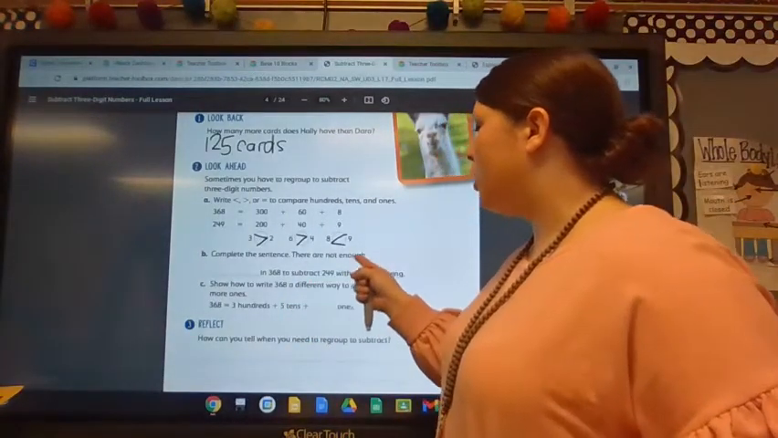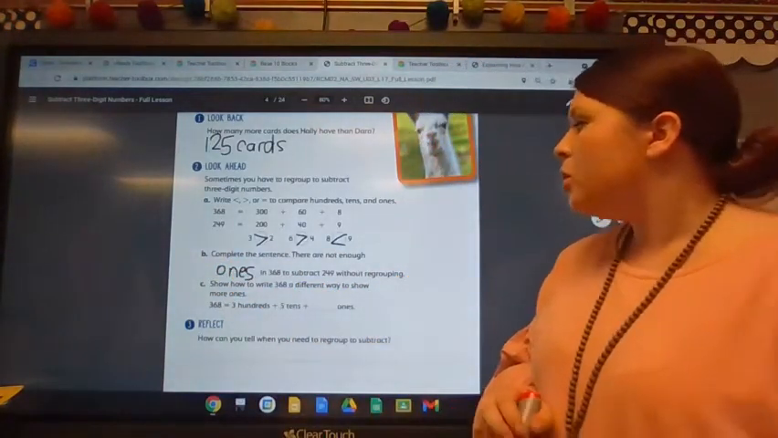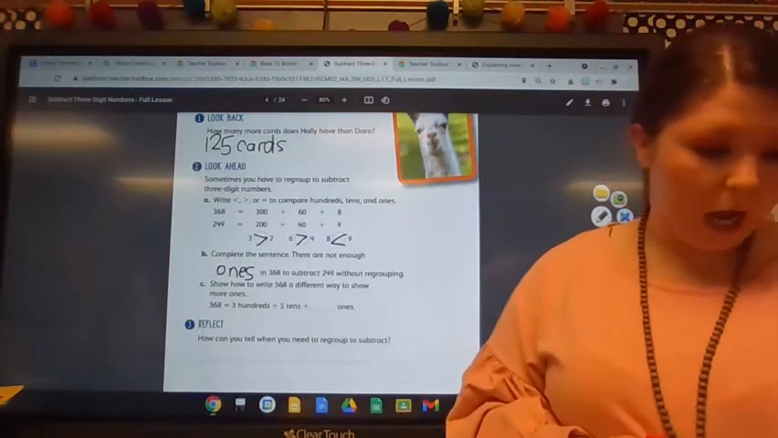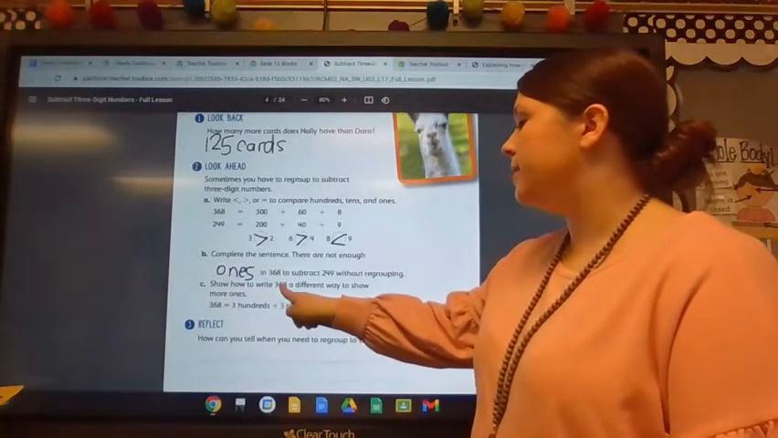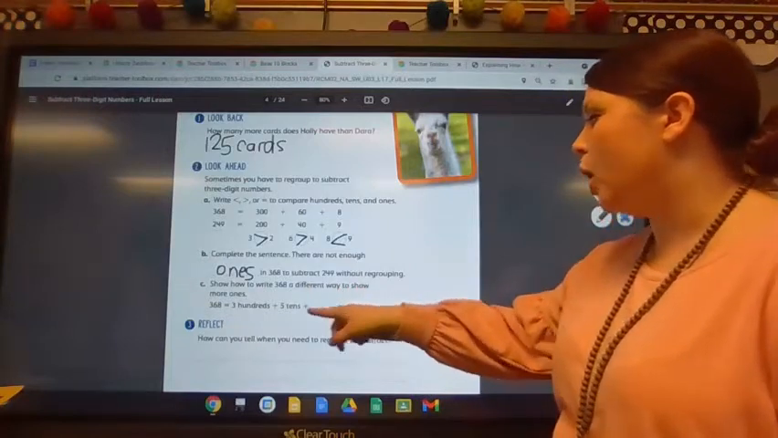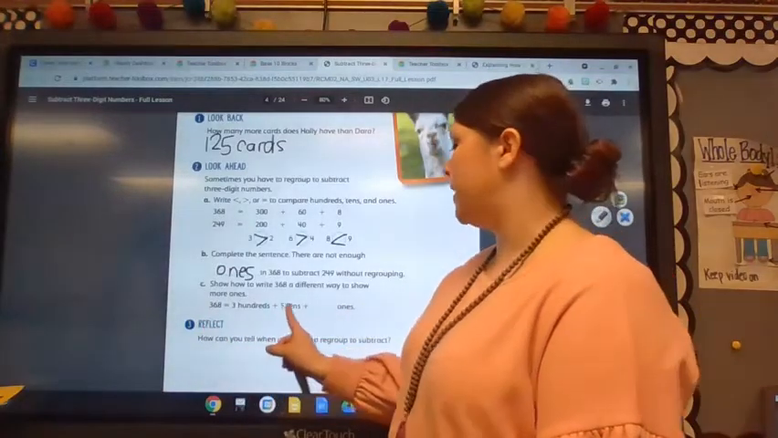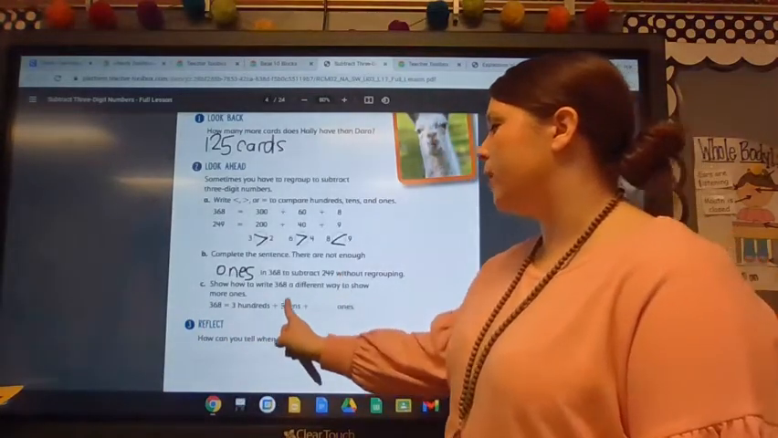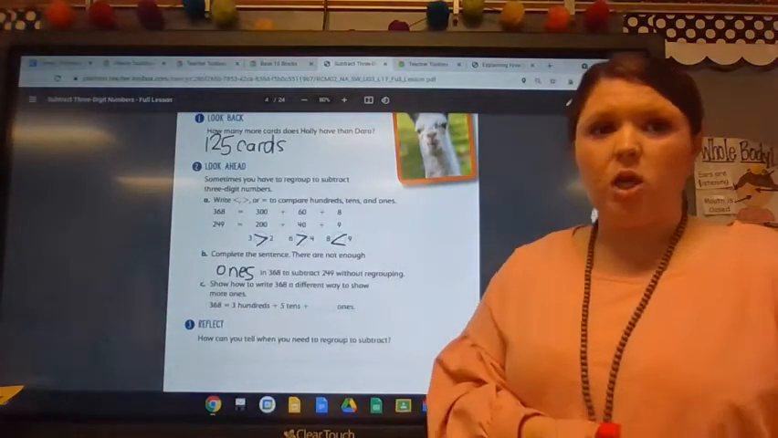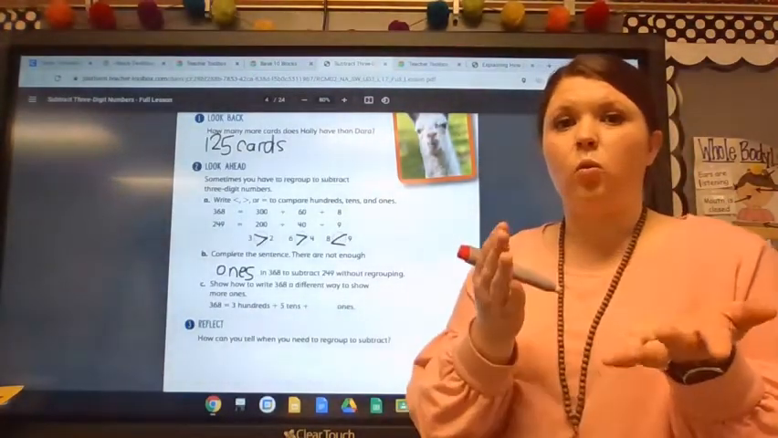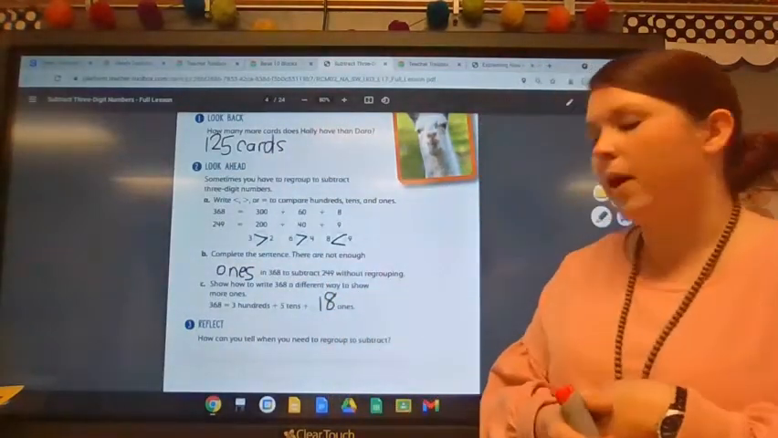It says there are not enough ones in 368 to subtract 249 without regrouping. It says show how to write 368 in a different way to show more ones. So 368 can also be written as 300s, 5 tens, but remember we regrouped one of those groups of 10 into 10 ones, and we're going to add it with that 8 ones. So one group of 10 regrouped into ones is 10 plus 8, which is 18 ones. Okay?